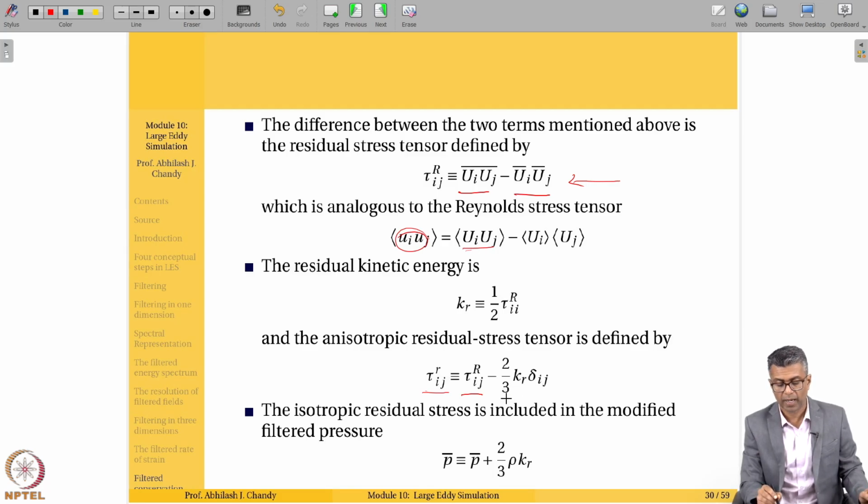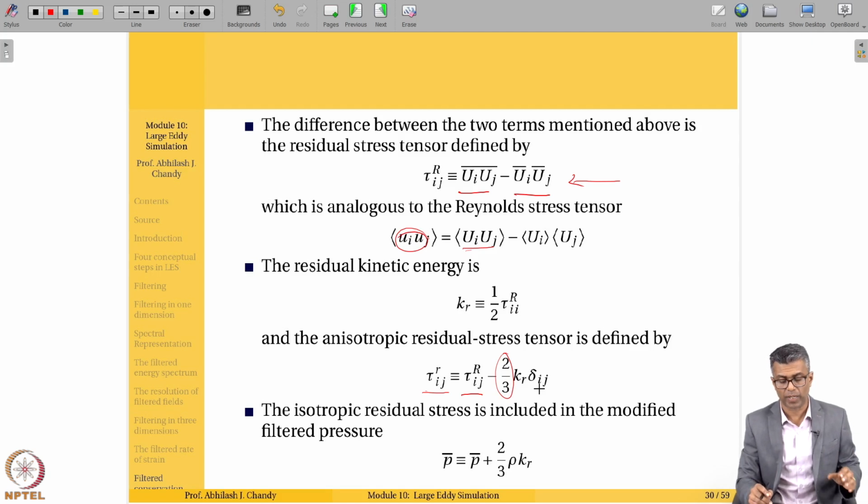Just to help you understand this better, there is a reason why I'm using the 2/3. Kr is the kinetic energy. I'm multiplying that by 2 so that I get back to velocities squared, and I'm dividing by 3 so that I get the average. So I have 2/3 Kr delta_ij. That is the anisotropic residual stress tensor.